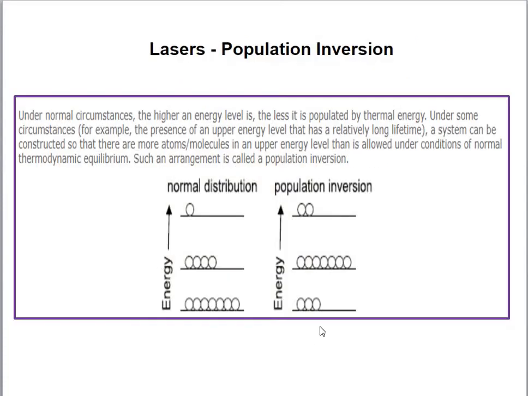So this is an example of population inversion. This is a normal distribution, where in the excited state there are only a small number of electrons. Here, by absorbing energy, this is population inversion. So here, in the excited state, there are a large number of electrons compared to the lower energy state. So this is a population inversion.